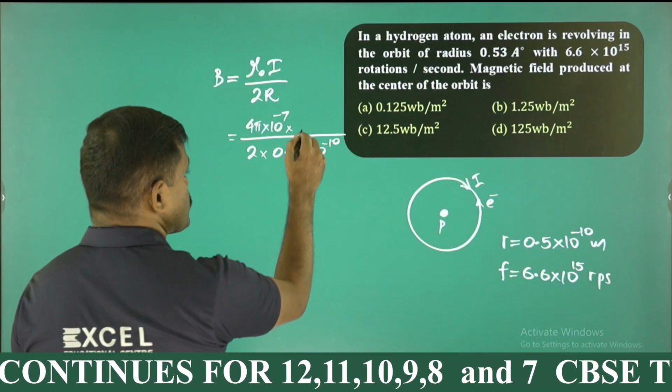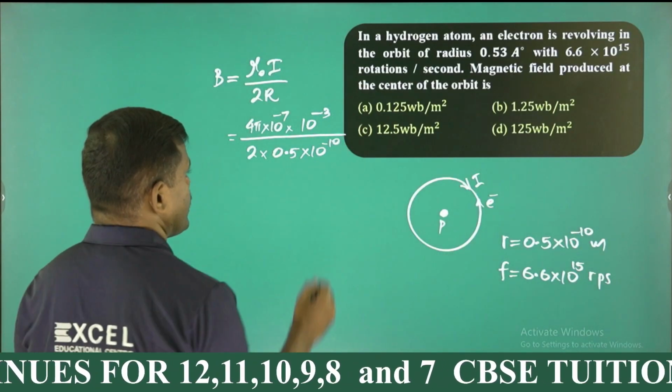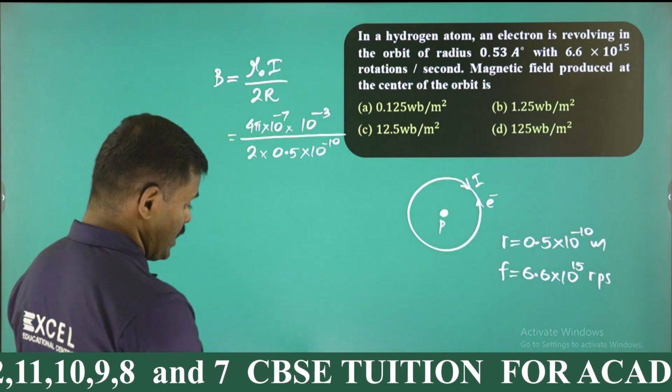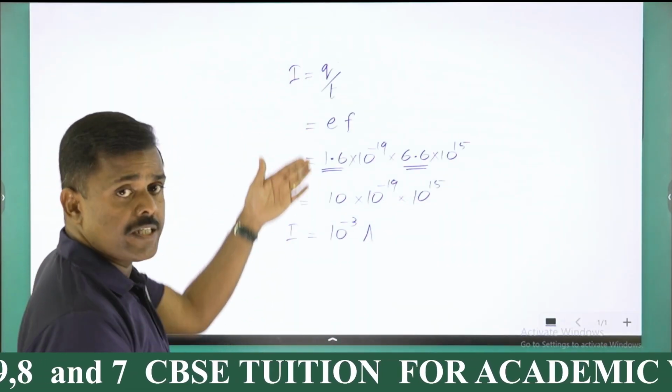So 1 milliampere, 10 raised to minus 3, I can put right here into this. I've just substituted for current. I had to find the current, that is why I did all these steps.